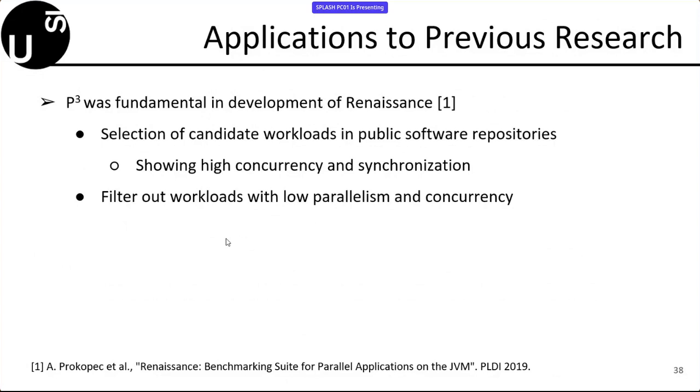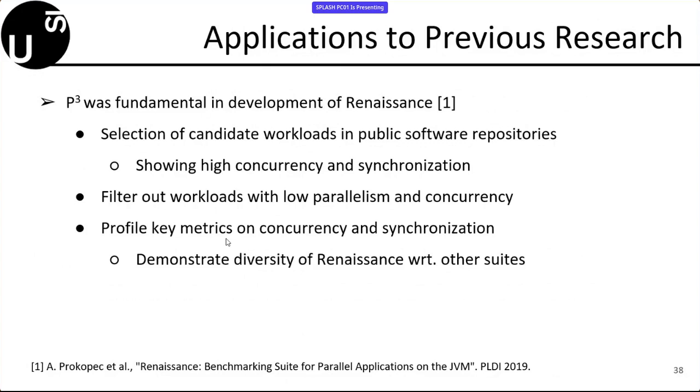P3 was also used to filter out workloads with low parallelism and concurrency, since they did not fall in the scope of the suite. And finally, it was used to profile key metrics on concurrency and synchronization. In particular, these metrics were later used to demonstrate the higher diversity of Renaissance with respect to other suites for the JVM. And all these analyses are described in more depth in the PLDI publication that you can see at the bottom of the slide.